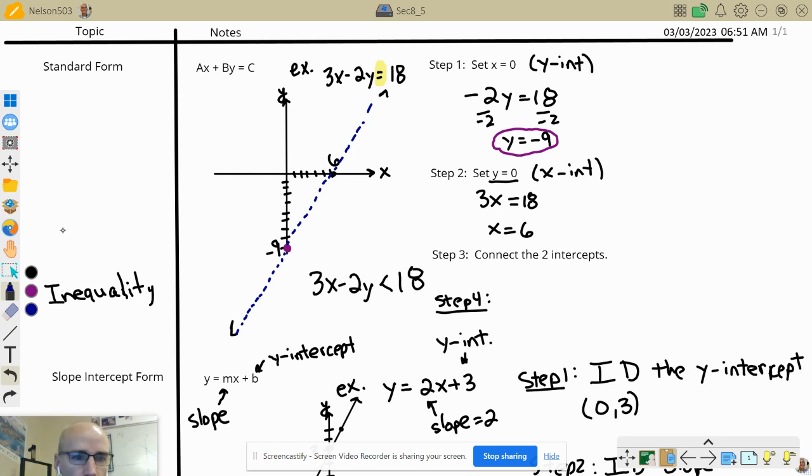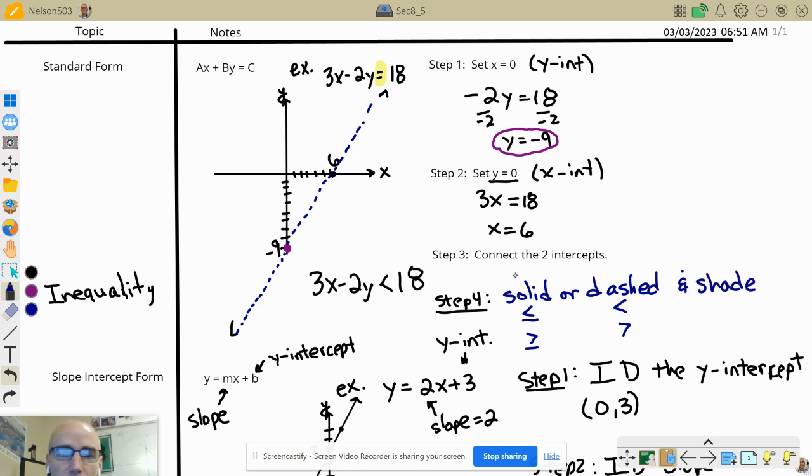Now, step 4 is decide if you want solid or dashed. Dashed would be either a less than symbol or a greater than symbol. A solid would be a less than or equal to, or greater than or equal to. Can't be both at the same time. So step 4 is, because I don't have room to make a step 5, and shade.